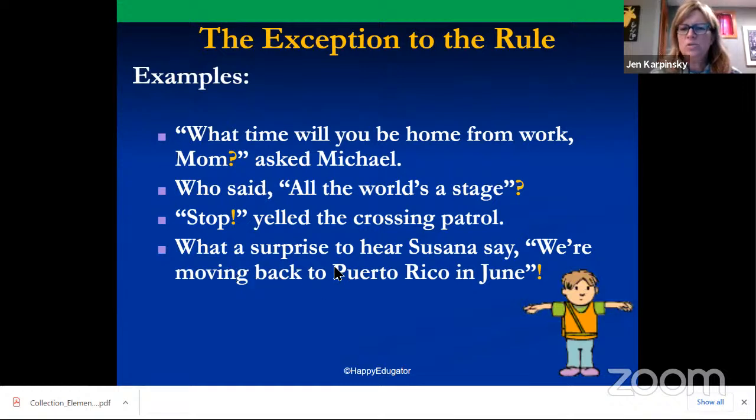What a surprise to hear Susanna say, "We're moving back to Puerto Rico in June"! Okay, so because "what a surprise" is part of the exclamation and the excitement, our exclamation goes on the outside of the quotation marks. This is probably the trickiest part of the lesson.